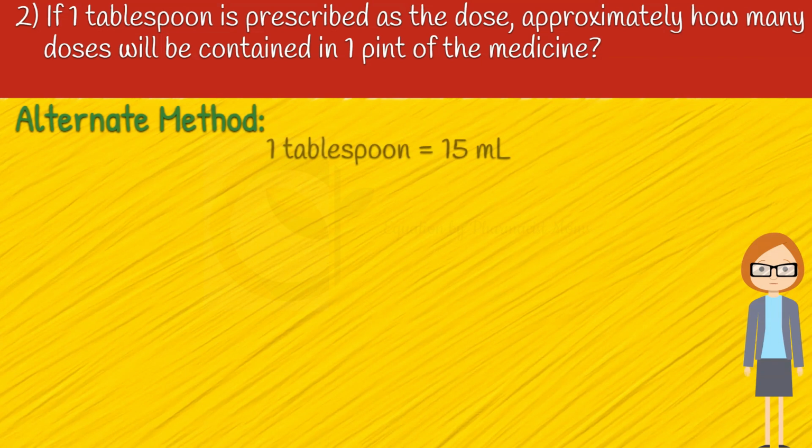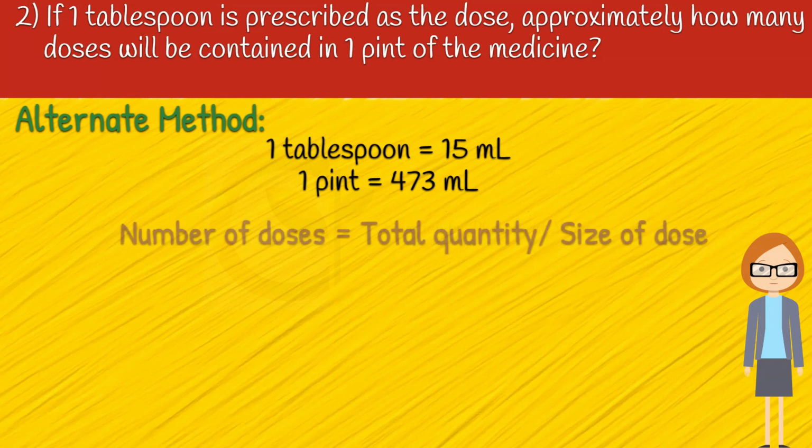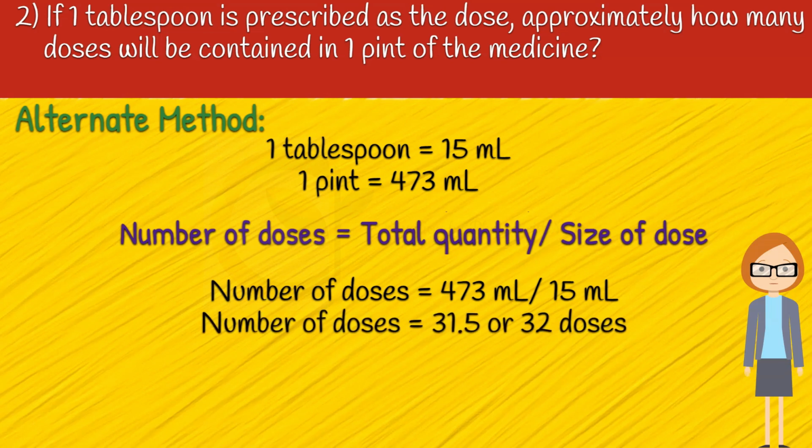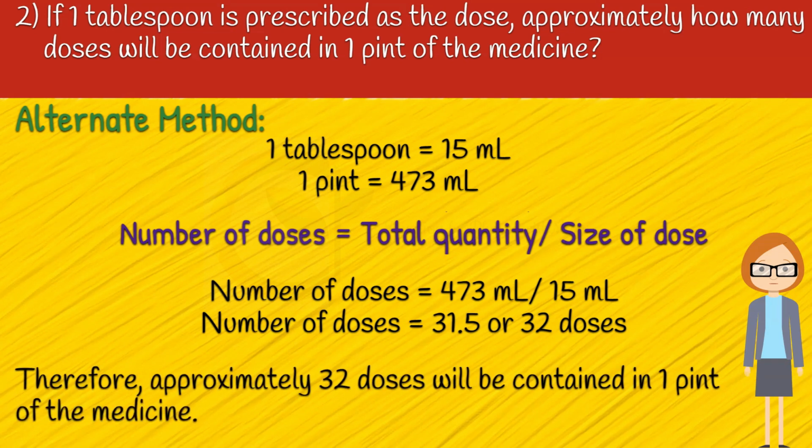This question can also be solved in this way. 1 tablespoon is equal to 15 milliliters. 1 pint is equal to 473 milliliters. To find out how many doses are contained in 1 pint of medicine, you need to divide the total quantity by the size of the dose. Therefore, approximately 32 doses will be contained in 1 pint of the medicine.